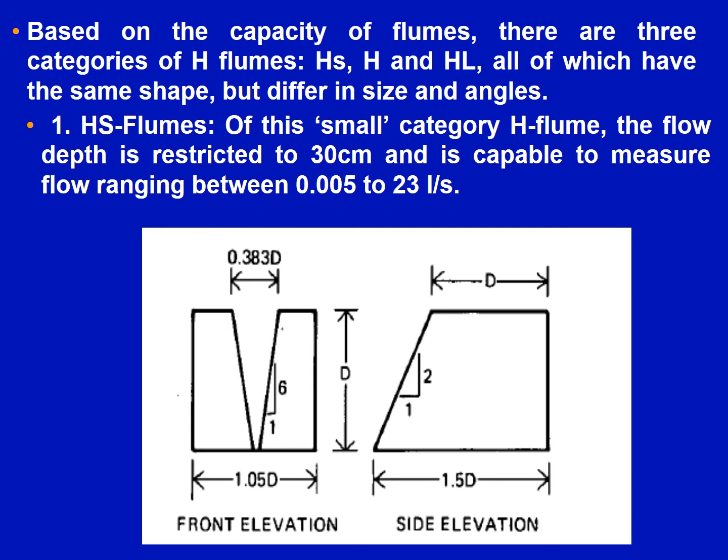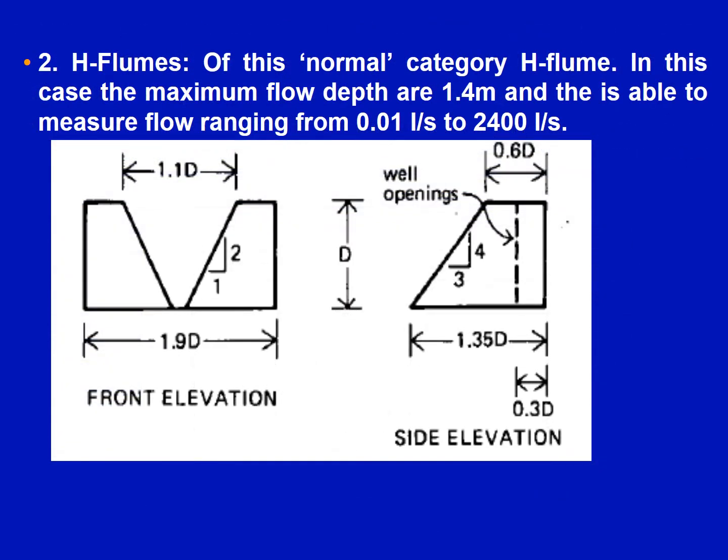Here also, for the HS small category, the depth is restricted to 30 cm and it can measure a flow of 0.005 to 23 liters per second. So this is all the dimensions: what the depth should be and what the range of discharge is. Similarly for the H flume, that means medium, the depth is 1.4 meter and we can measure 0.01 liter per second to 2400 liters per second of discharge.